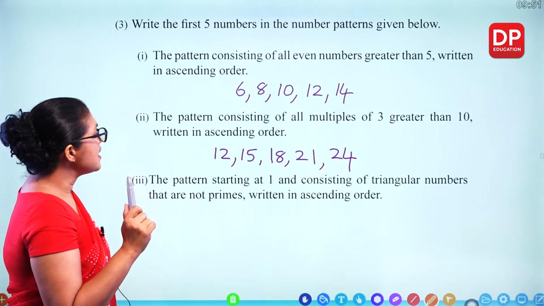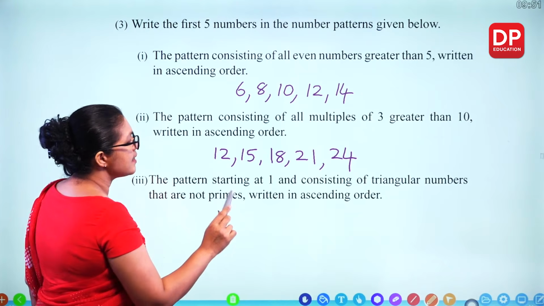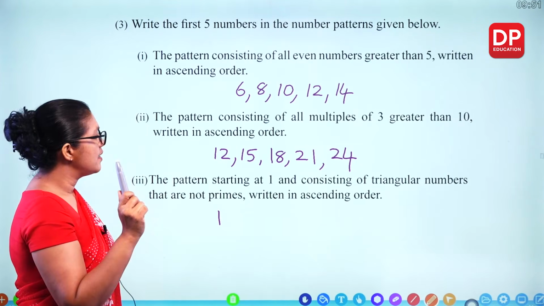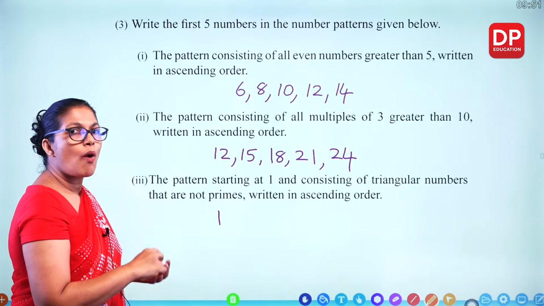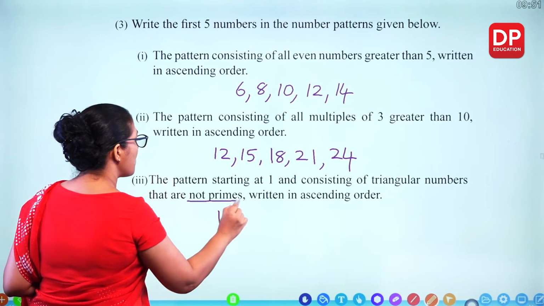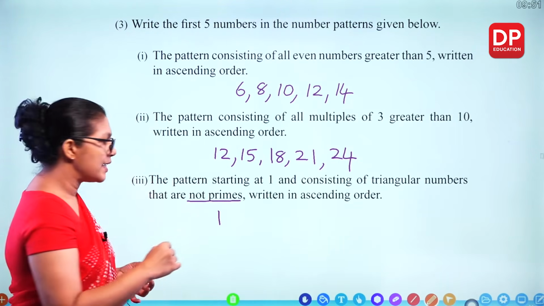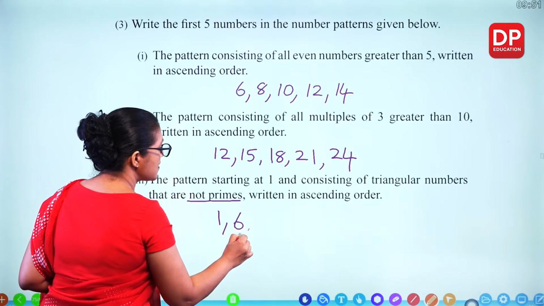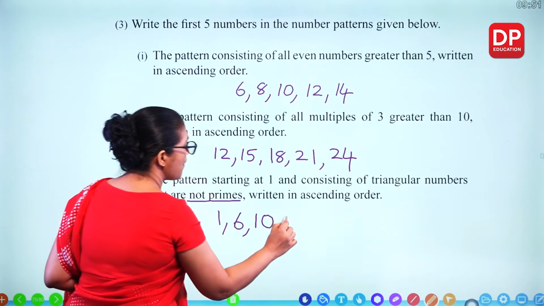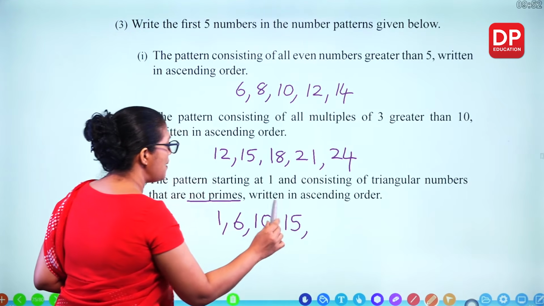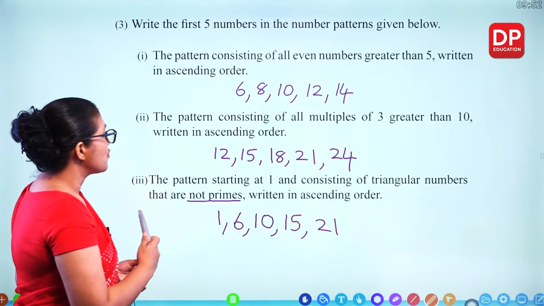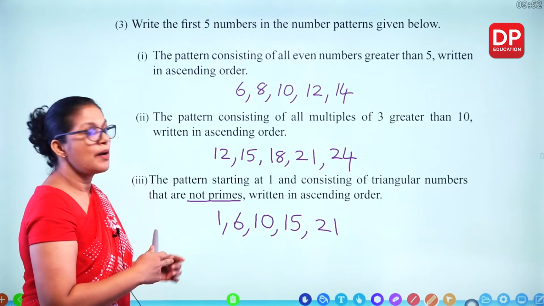The pattern starting at 1 and consisting of triangular numbers that are not primes, written in ascending order. 1 plus 2, you get 3. 3 you can't write because it's a prime number. 3 plus 3, 6. 6 plus 4, 10. 10 plus 5, 15. 15 plus 6, 21. So these are the triangular numbers but not prime.